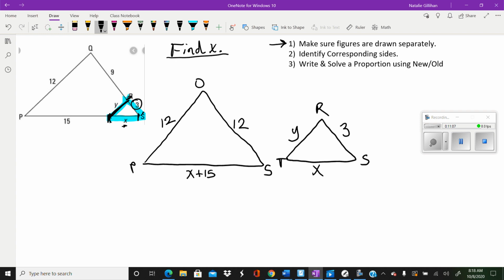Okay, so now that we have made sure that we have drawn our figures separately, let's go on to step 2. Identify corresponding sides. And I'm going to use a highlighter. Please try this in your notebook.